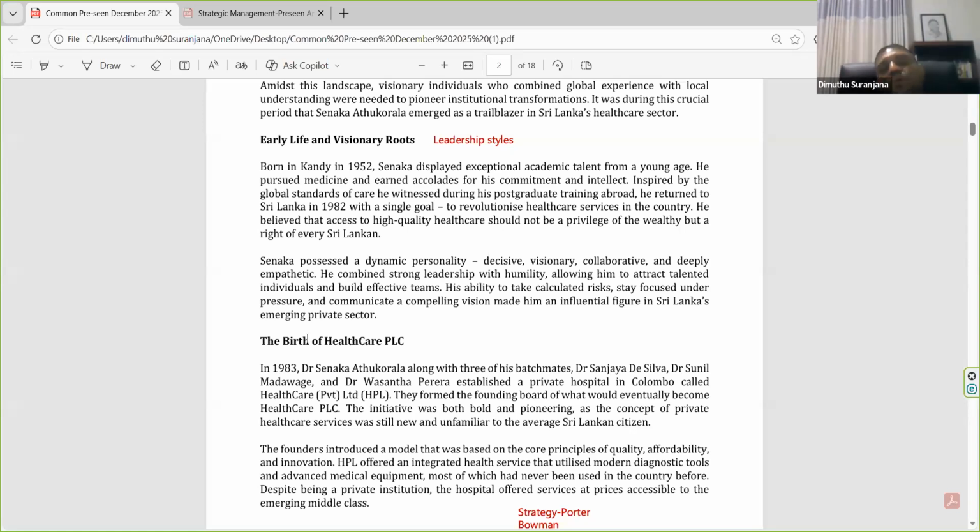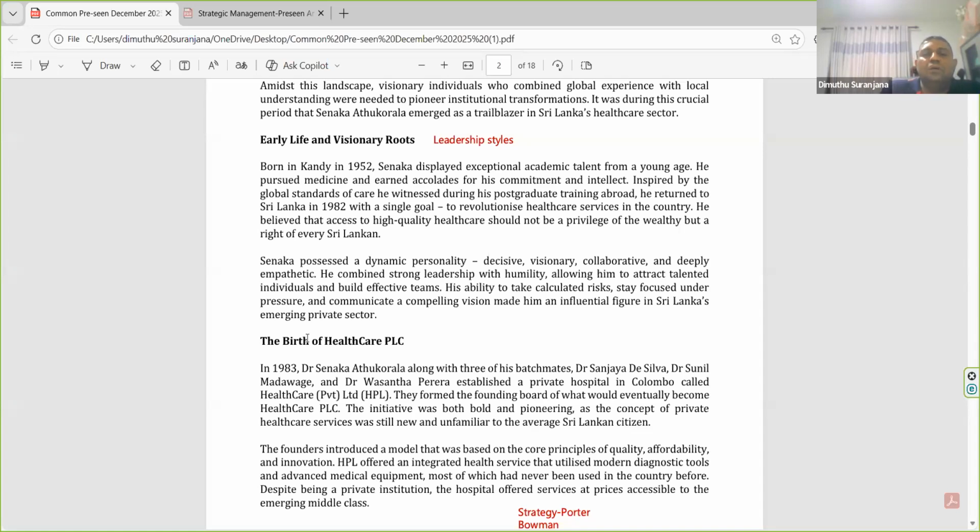Now here also we can identify some similar information. So what it says: born in Kandy in 1952, Senaka displayed exceptional academic talent from a young age. That means he was good academically. He pursued medicine and earned a gold medal for his commitment and intellect. Inspired by the global standard of care he witnessed during his post-study training abroad, he returned to Sri Lanka in 1982 with a single goal: to revolutionize healthcare service in the country.